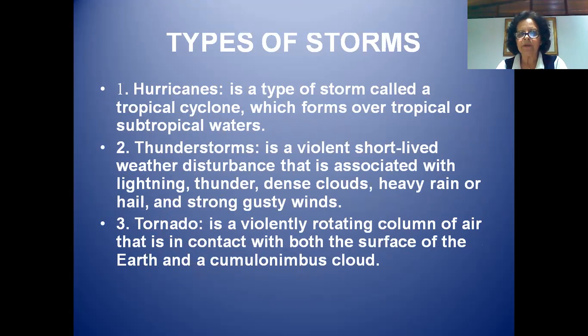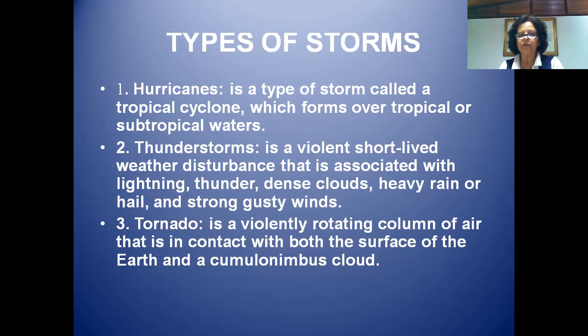There are three types of storms that we are going to study. The first one is called hurricanes. Then we have thunderstorms and tornadoes. A hurricane is a type of storm called a tropical cyclone, which forms over tropical and subtropical waters, meaning in the area of the tropics. A thunderstorm is a violent, short-lived weather disturbance that is associated with lightning, thunder, dense clouds, heavy rain or hail, and strong gusty winds.